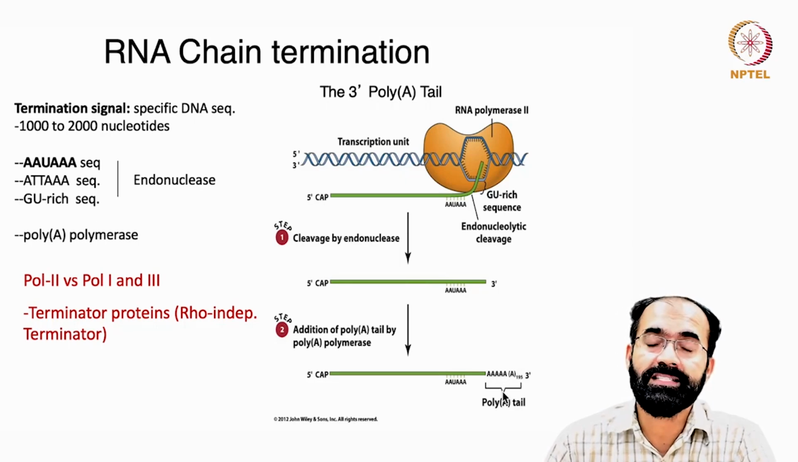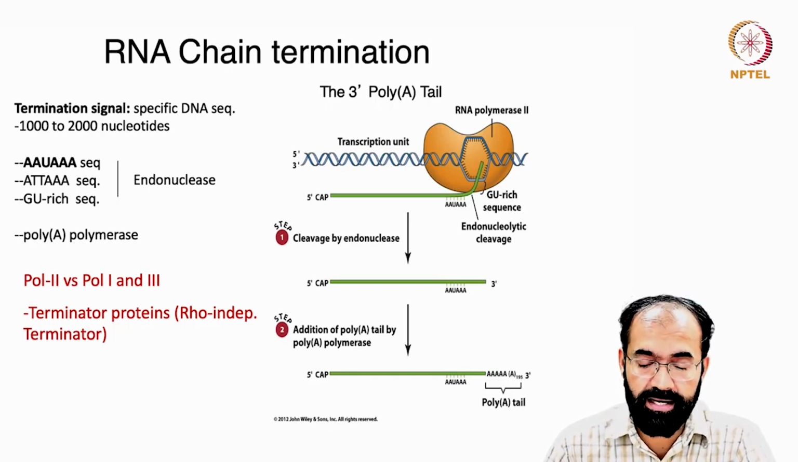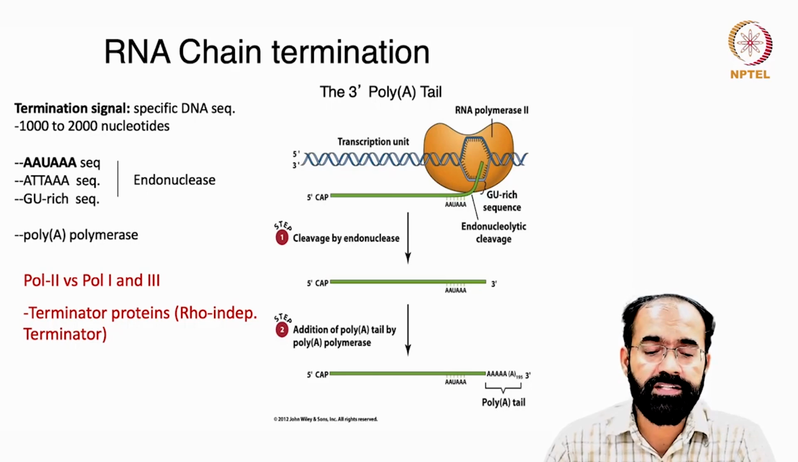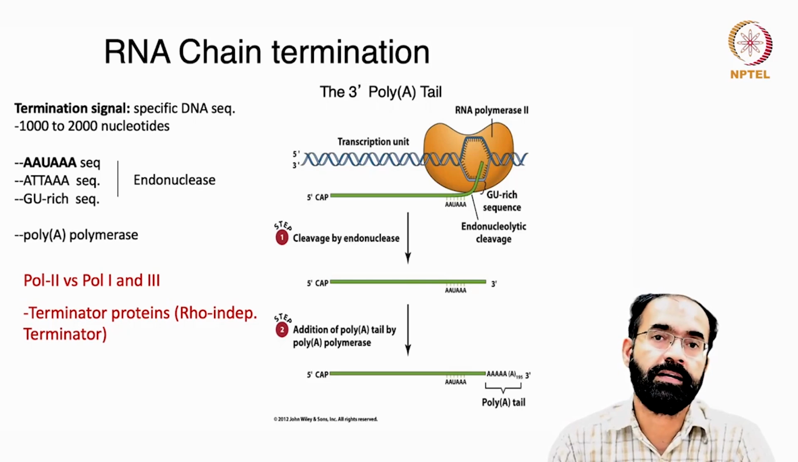Once the poly A polymerase has acted, the RNA now has a functional poly A tail. So with this, I end this topic of transcription termination, and we will resume in another class.